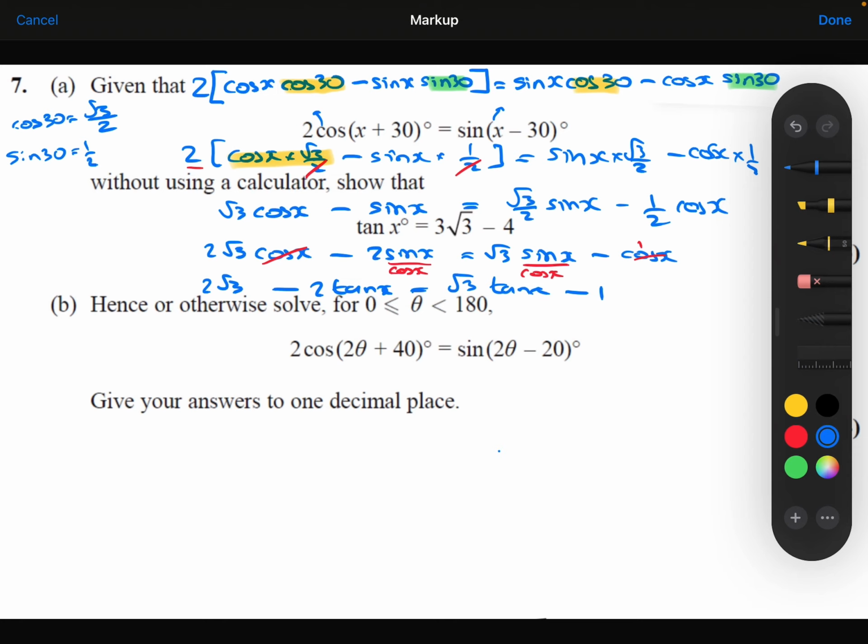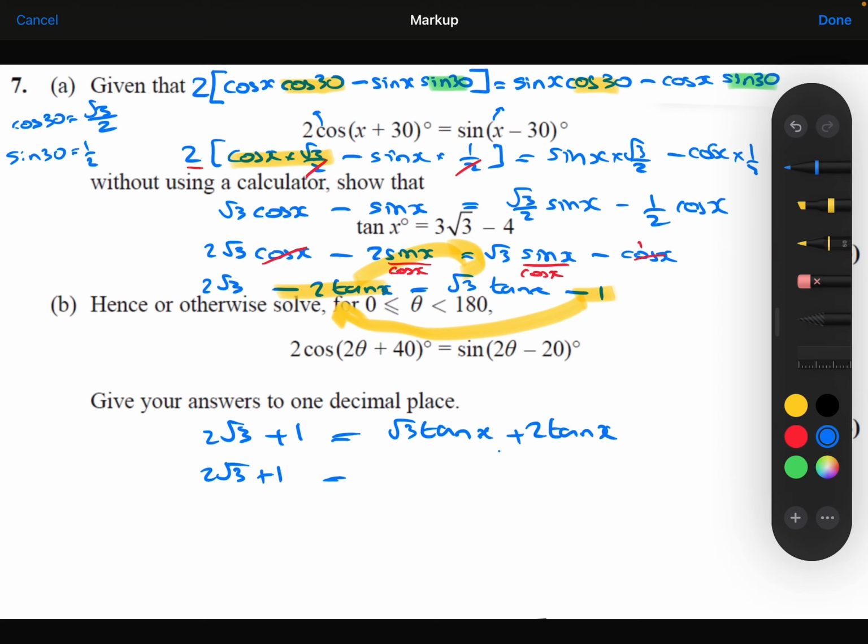I'll now move the tan x's so they're all on one side and move the numbers so they are on the other. So I'm going to move this minus 1 over to the left hand side, and I'll move this tan x over to the right hand side. So get 2 root 3 plus 1 equals root 3 tan x plus 2 tan x. I'm going to factorise the tan x outside, and then I'm going to divide both sides by the root 3 plus 2.